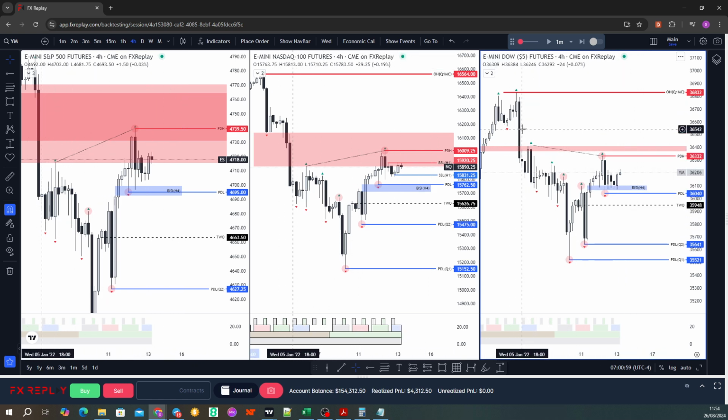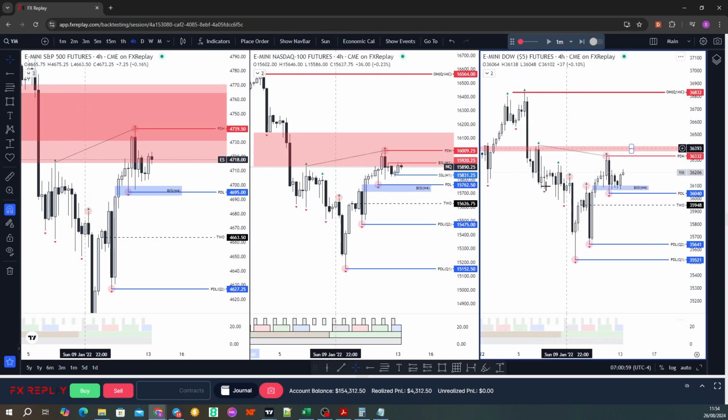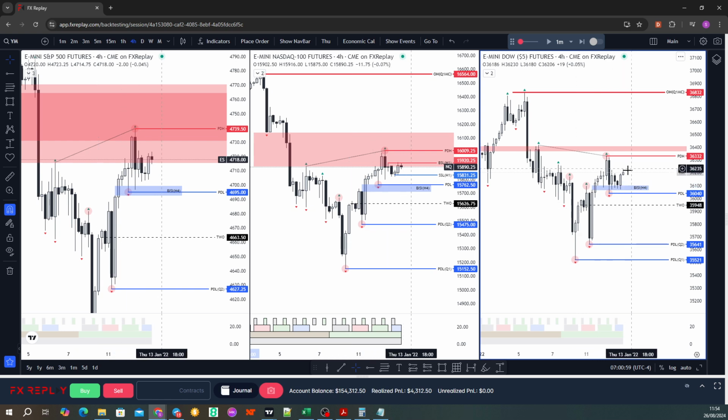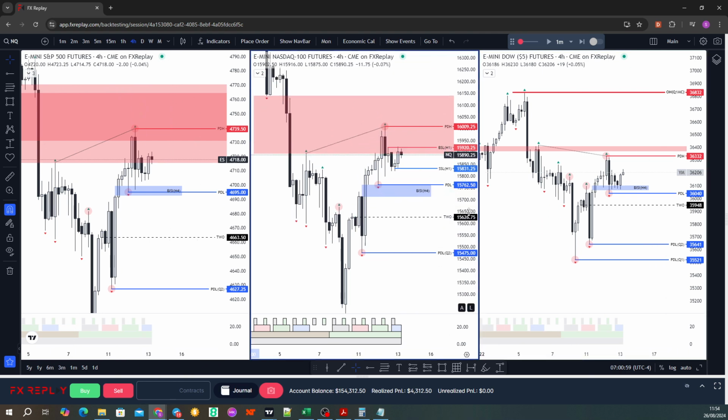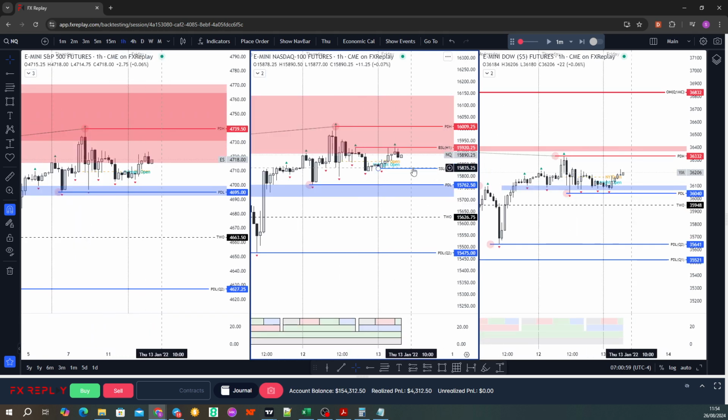We do have the 4 hour CB above. We've got this thin, very thin daily fair value gap. Do have 4 hour liquidity pool here, but it's in close proximity to the daily. That's annoying, isn't it? Okay.